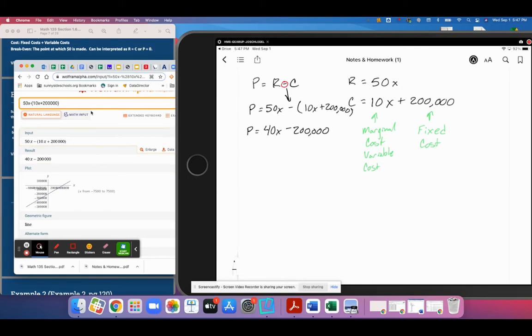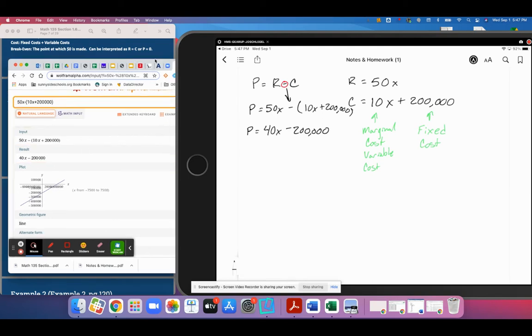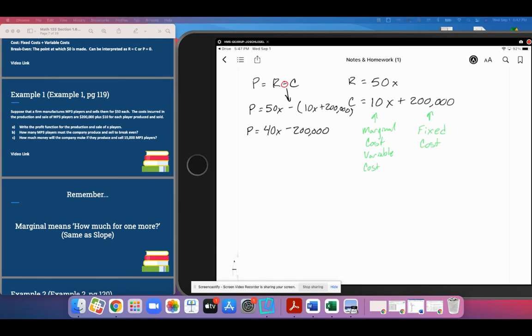And we do have a profit function. Let's see what remains for us to do for this problem. How many MP3 players must the company... First, before we move on to part B, and so this is going to be part A, but before we go on to part B, let's talk about the different pieces of this profit function and identify them.